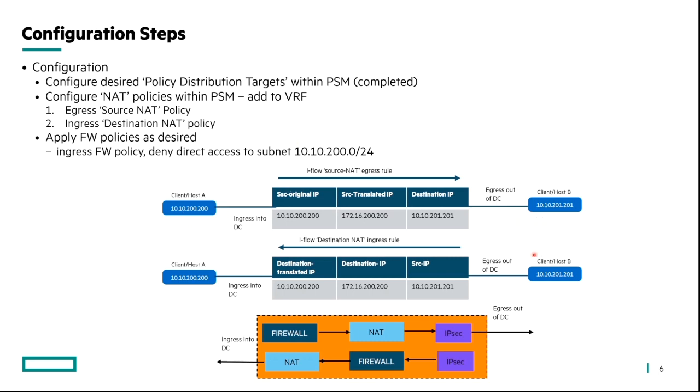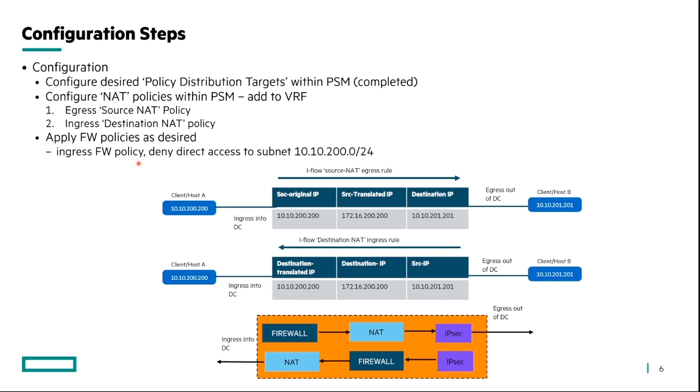However, if we do have an ingress flow that's initiated by host B to host A, and we've got obviously a deny access to that subnet 10.10.200 on the firewall policy, then we need to target the destination translated IP address of host A, which is now 172.16.200.200. So this is where we have this policy on ingress, where the source IP remains the same, doesn't change, but the destination IP now targeted by host B is 172.16.200.200 to make this connection complete.